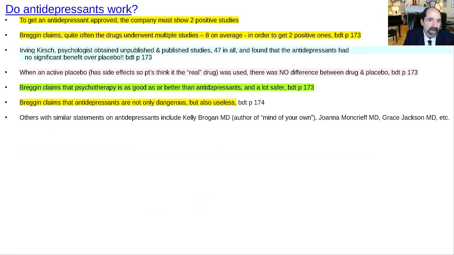And like I said, do the antidepressants work at all? Irving Kirsch got all the unpublished studies, and when you get right down to it, there's no clinically significant difference in the benefits from the antidepressants according to multiple studies. Brogan says the antidepressants are not only dangerous, they're also useless. Oh, there's another psychiatrist, Joanna Moncrieff. She's got some good lectures online and whatnot. She's kind of famous, I think she's from England.